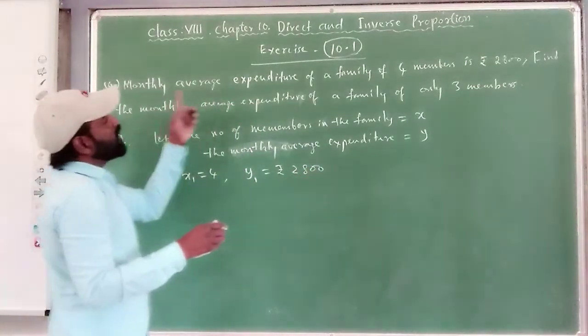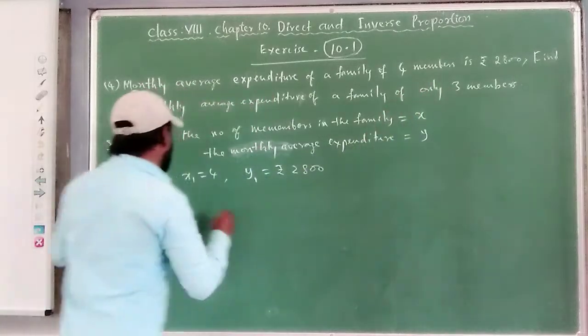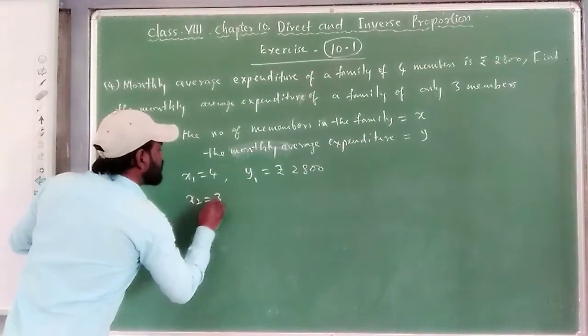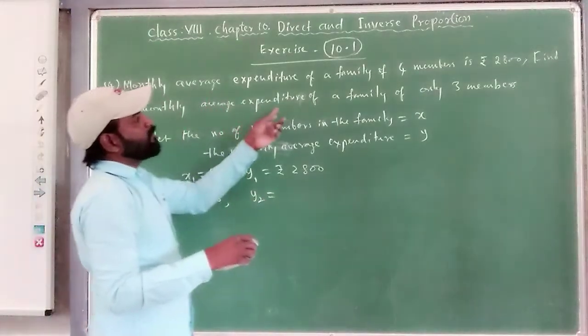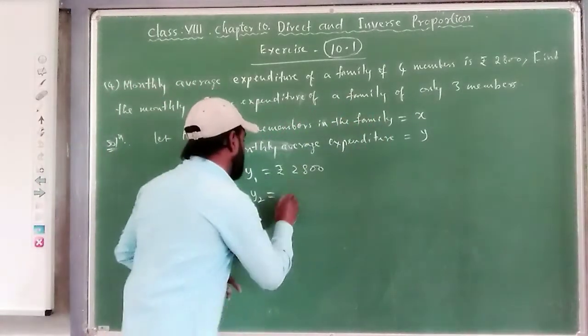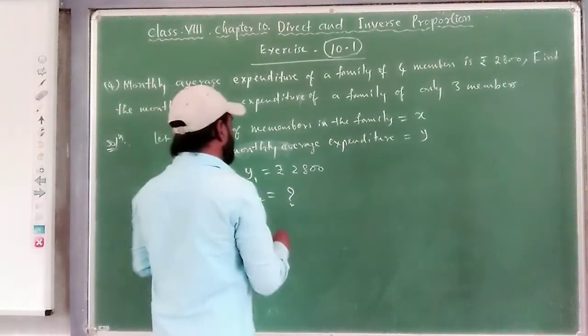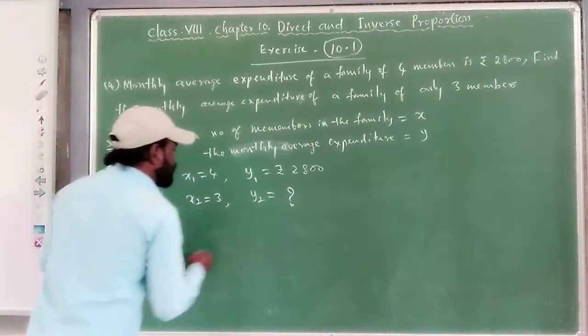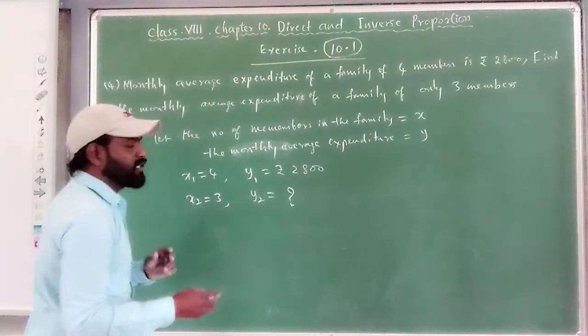Next condition is what? Now this time in the family, how many people are there? Only 3. So x2 is 3. So y2 is what? The expenditure for the family of 3 members. So that is what we need to find, question mark. Okay? Expenditure of the family of 3 members. So we obviously know that by using our common sense, this is in the direct proportion.